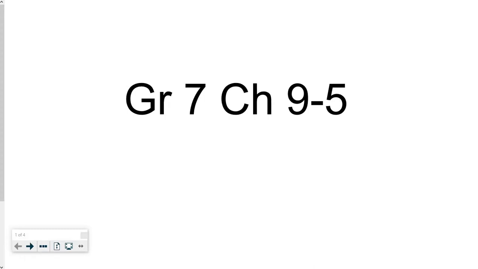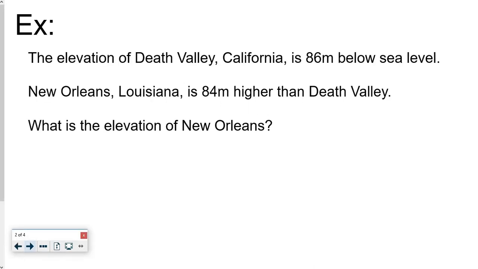This is grade 7, chapter 9, part 5. So we're going to work on word problems now. So the elevation of Death Valley, California is 86 meters below sea level.